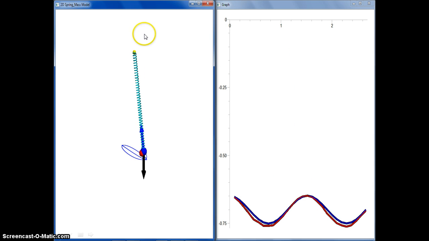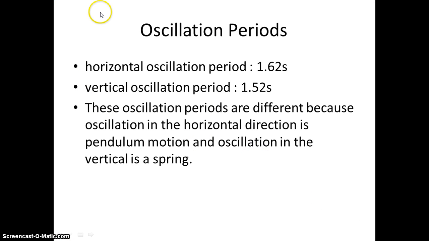And then this is, after making slight tweaks to the code from earlier, I modeled the position-time data of the actual ball in comparison to the model. And as you can see, they line up pretty closely and touch, and there's a large amount of overlap. So the horizontal period of oscillation is 1.62 seconds. The vertical oscillation period is 1.52 seconds.